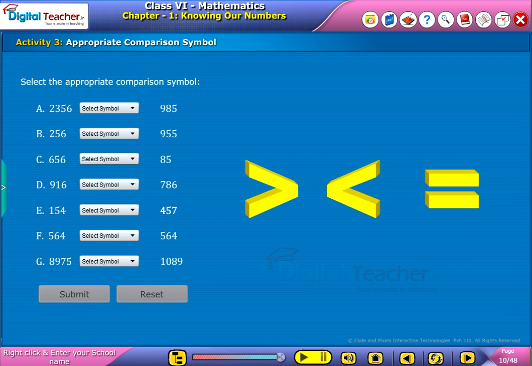Activity 3. Appropriate comparison symbol. Select the appropriate comparison symbol.